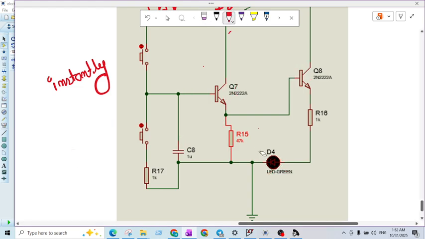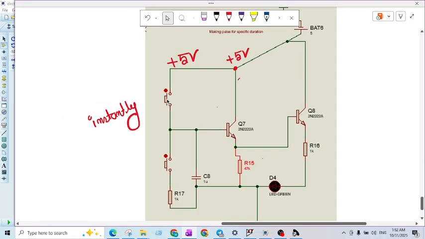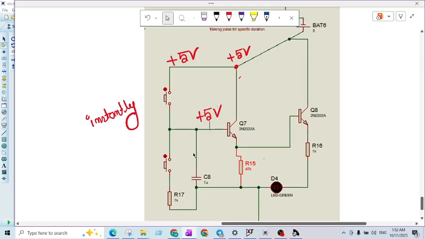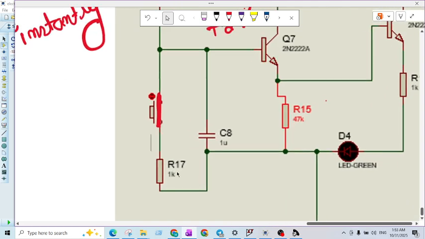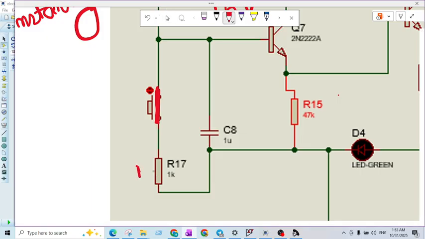Okay, so what I have told you is that if you press this push button, you will create a short circuit here. That means the capacitor will be charged instantly and it will be positive 5 volt. Now if you press this push button, you will make a shorted path here, and you see this resistance is only 1K compared with this resistance. This resistance is too large. This is 47K, but this resistance is only 1K.